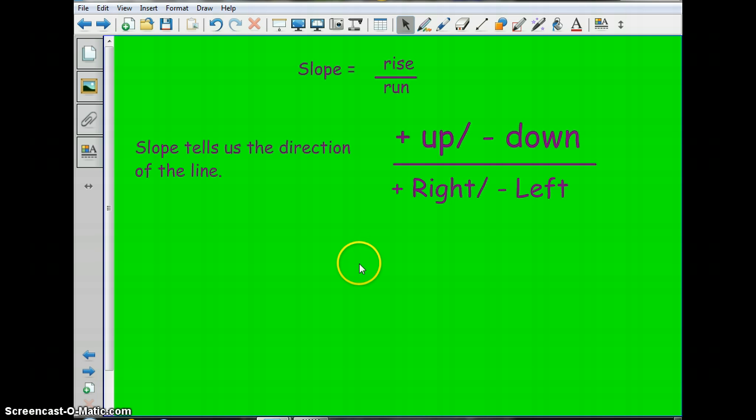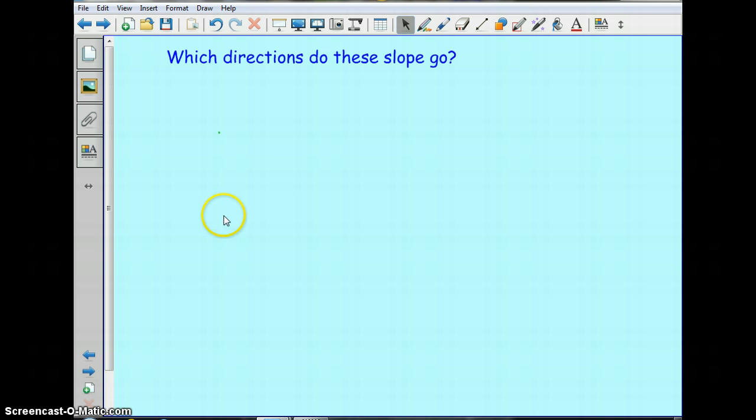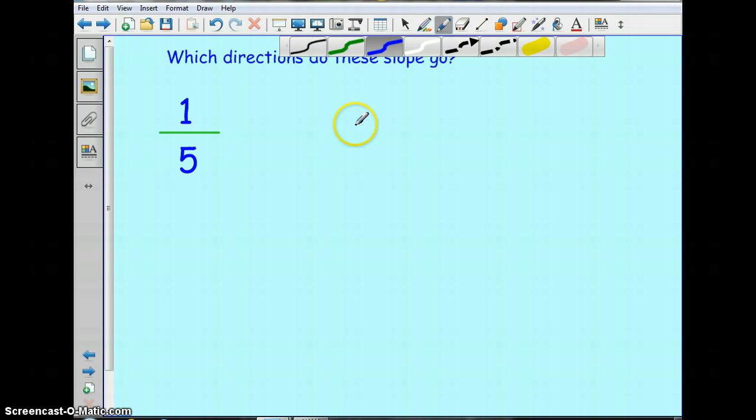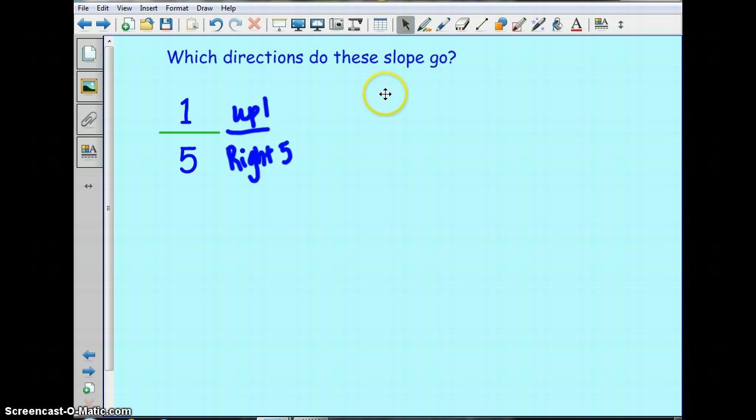And it's from point to point on a line. How do we get to the next point? Well, the slope tells us. So let's look at where these slopes go. 1/5. That's a positive 1 and a positive 5. So we're going to go up 1 and to the right 5. That's what that slope tells us to do from point to point on the line.